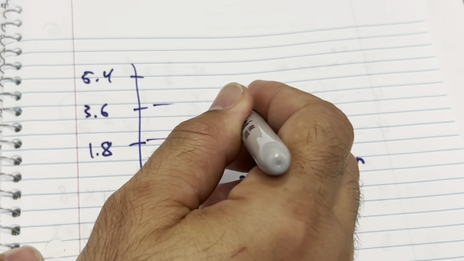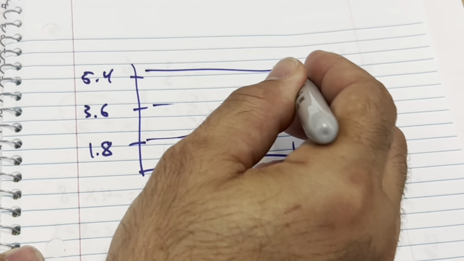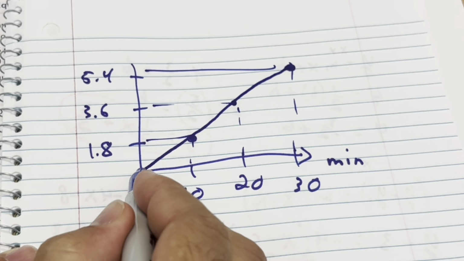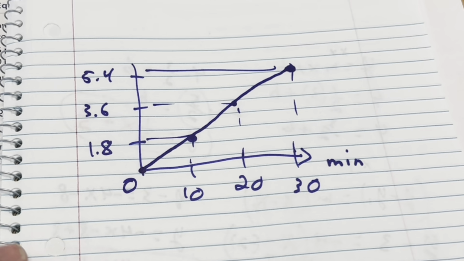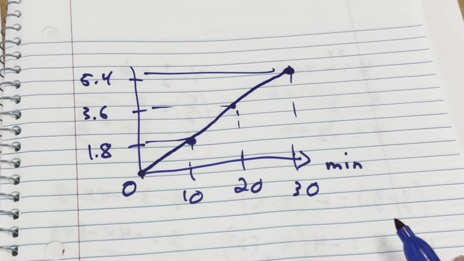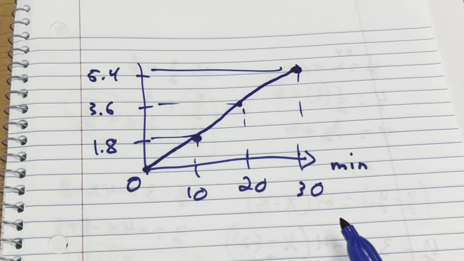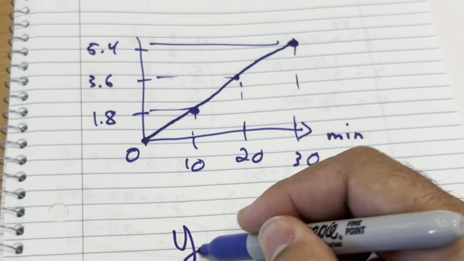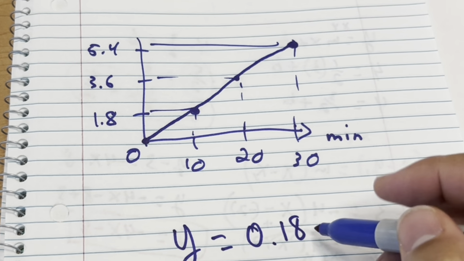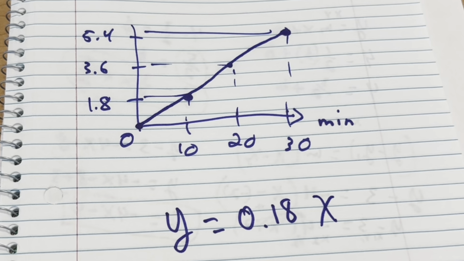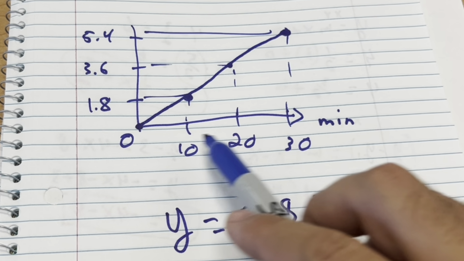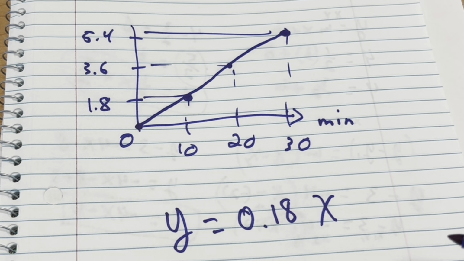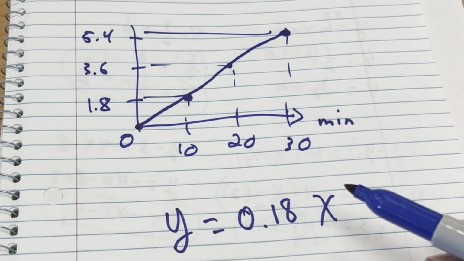If you connect these points, I'm not using a ruler, but it will hit the 0,0, the origin. So the equation for the first question is y equals 0.18x. x represents the time and y represents the distance. And the slope will be the speed in this particular problem.